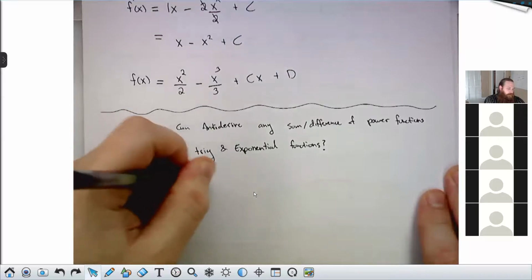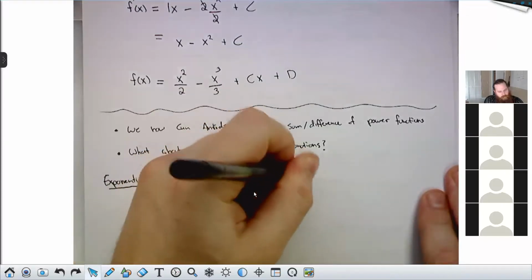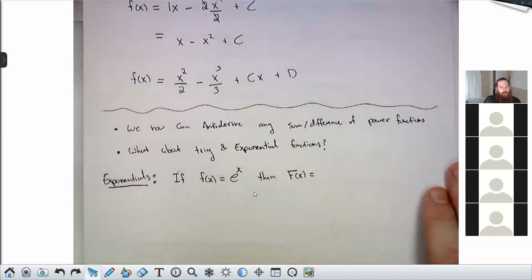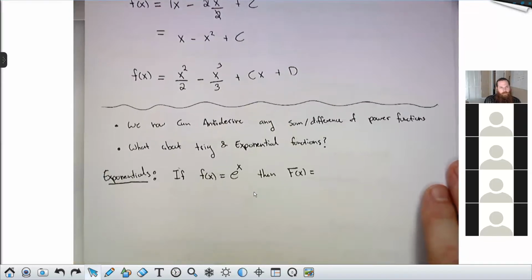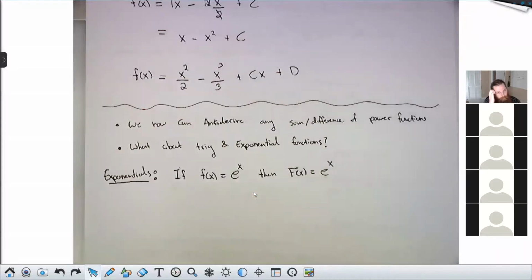If f of x, little f, is e to the x, then who differentiates to e to the x? What would be a good antiderivative for e to the x? I know you guys can do this. E to the x. Yeah, if we take the derivative of e to the x, we get e to the x back. So e to the x is not only its own derivative, it's its own antiderivative. Okay, that's good. We should hold on to this for sure.